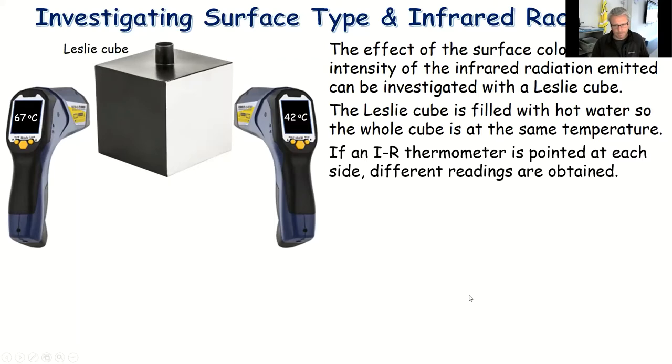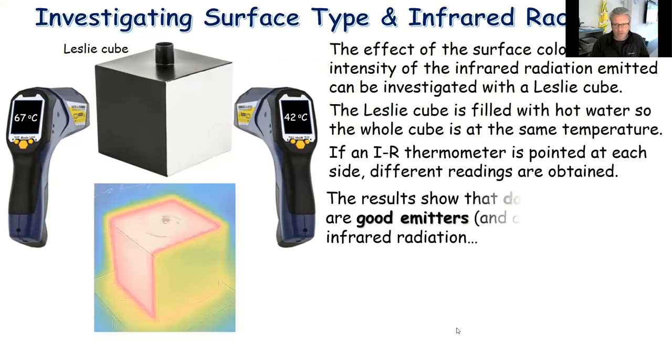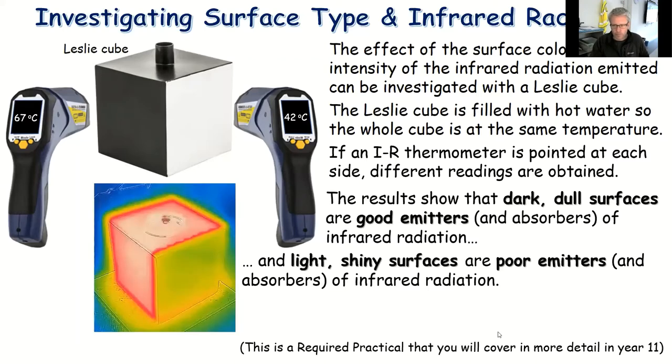Well, why is that? Well, the different readings are obtained here because heat is clearly being radiated or emitted from the black, dull, dark side much more efficiently than it is from the white, shiny side. So this tells us that dull, dark surfaces are good emitters and absorbers of infrared radiation, whereas light, shiny surfaces are very poor emitters and absorbers of infrared radiation. On the other hand, white shiny surfaces are very good reflectors of infrared radiation, and dull dark surfaces, as we've said, will absorb rather than reflect.